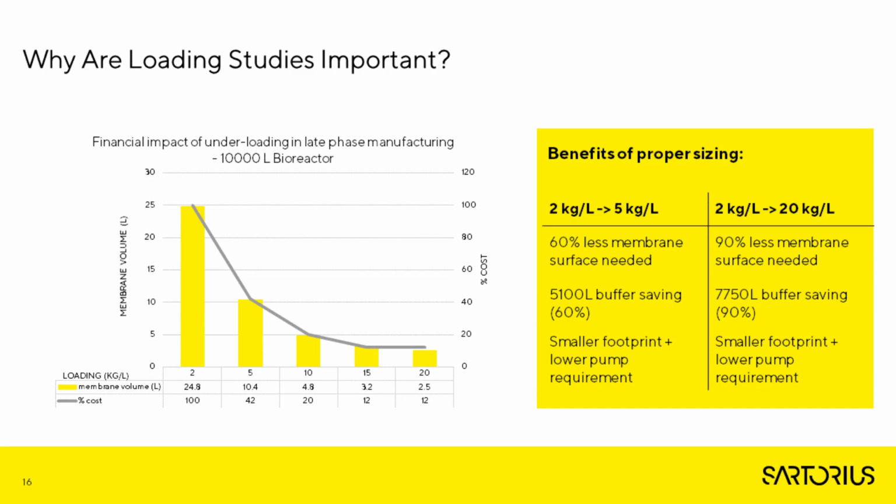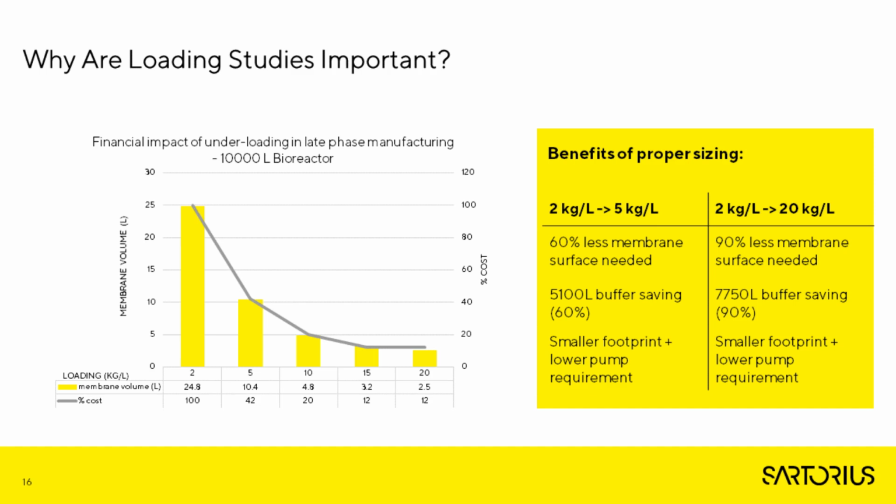On the x-axis, we have loading capacity from 2 kilograms per liter up to 20, and on the y-axis, we have required membrane volume in liters. So just by increasing the loading on the membrane from 2 kilograms per liter to 5 kilograms per liter, we can see 60% less surface area of membrane needed.